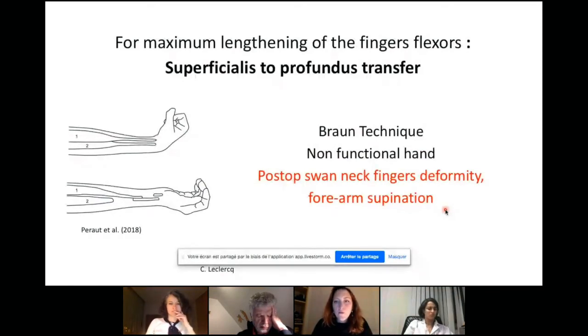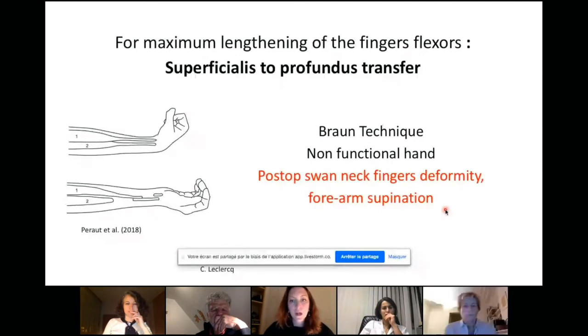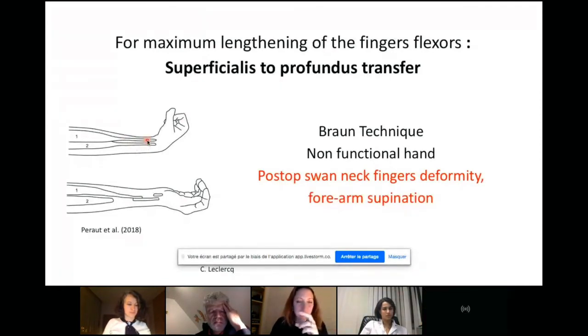For a maximum lengthening of the finger flexors, we have particular procedures called the Brown technique or the STP procedure, which is the superficialis to profundus transfer. In a non-functional hand, we cut the superficialis tendon distally and the profundus tendon proximally, and then we just open the fist so the two groups of tendons slide, and we can suture the superficialis to the profundus tendon. This is for a non-functional hand.